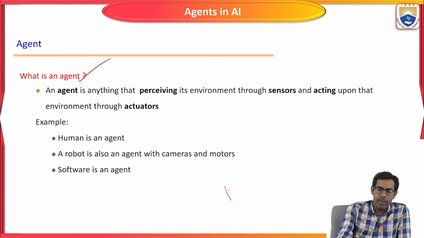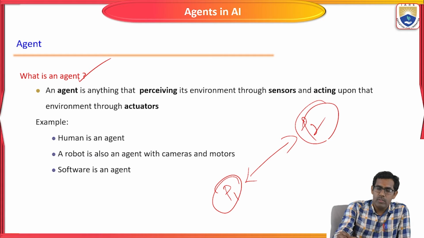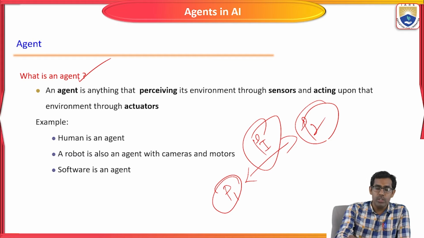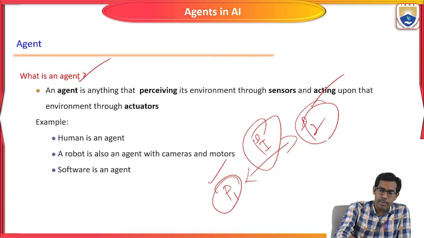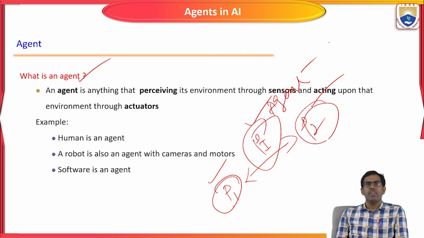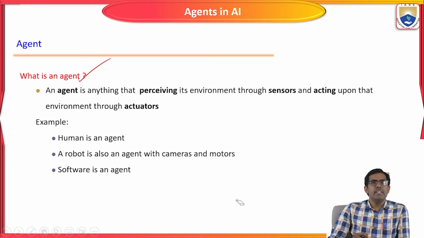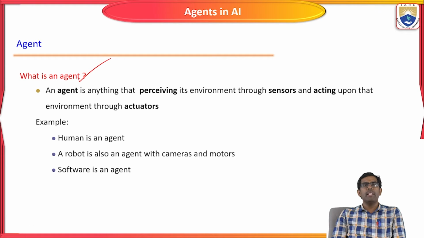Right. If we have person 1 and person 2, then one intermediate person should be present to communicate between person 1 and person 2. The intermediate person is called an agent, right? So like this, an agent in artificial intelligence is something that senses the environment through sensors.